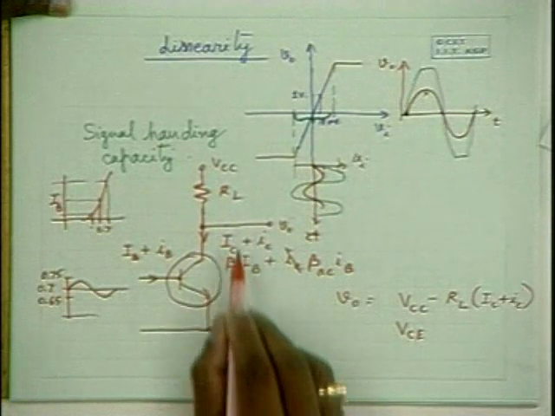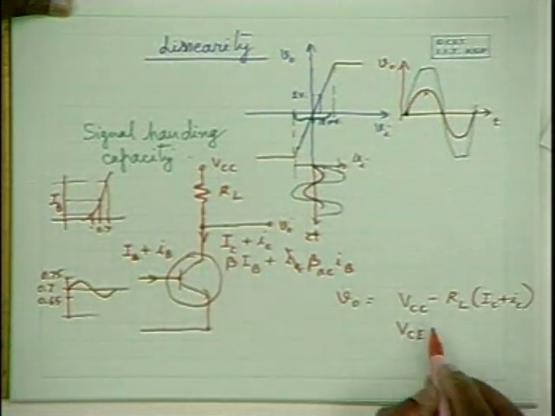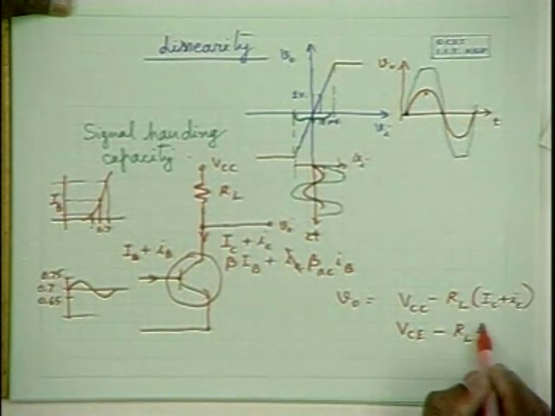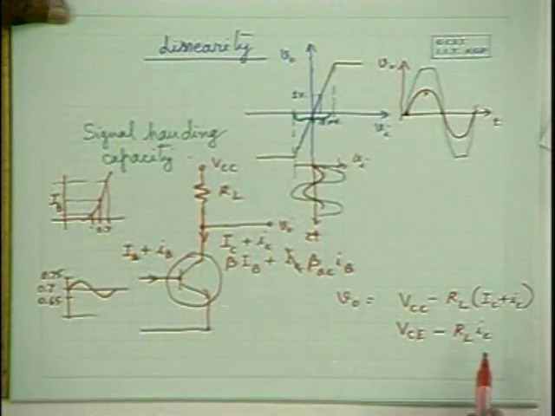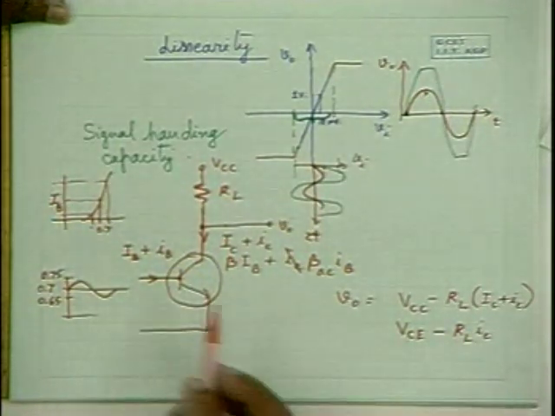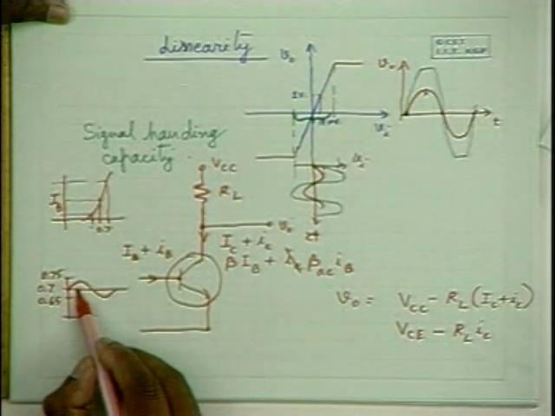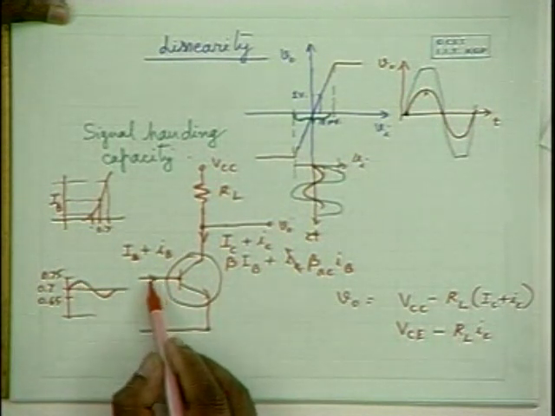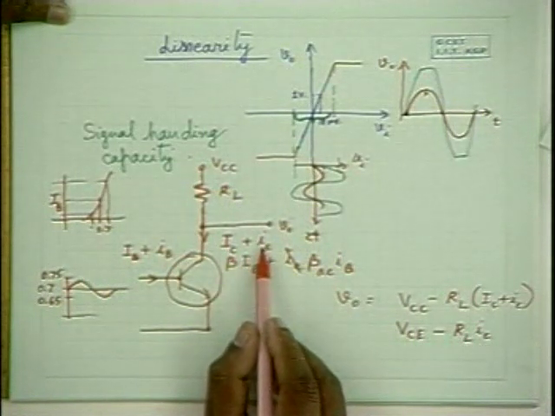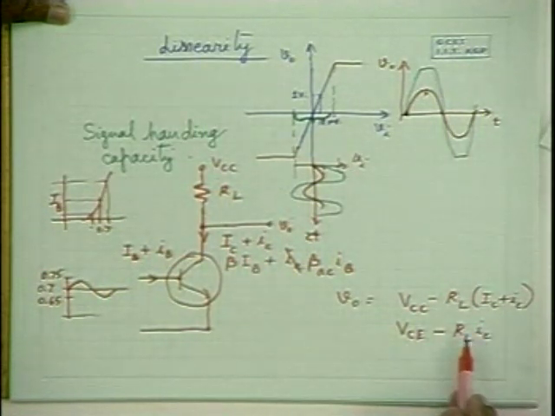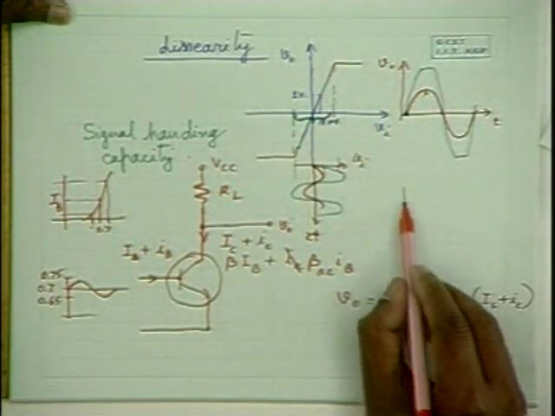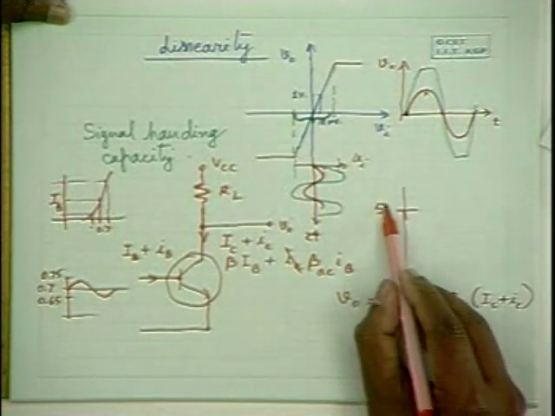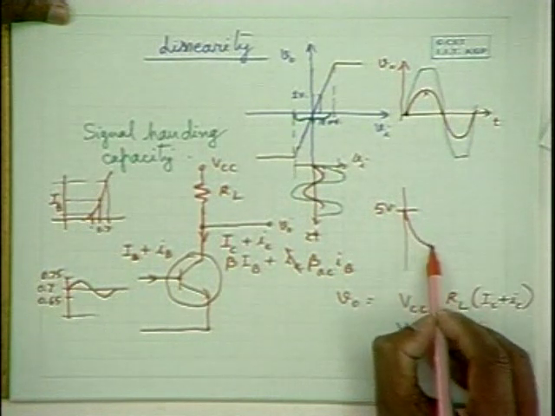Now the output voltage is going to be, apart from the biased VCE, around the biased VCE, you have RL into IC, some alternating component. Now, if the input voltage is rising beyond 0.7, say it has risen up to 0.75, base current increases, collector current increases, and when collector current increases, there will be a fall in the voltage VCE. If VCE is maintained at 5 volts, it will drop.